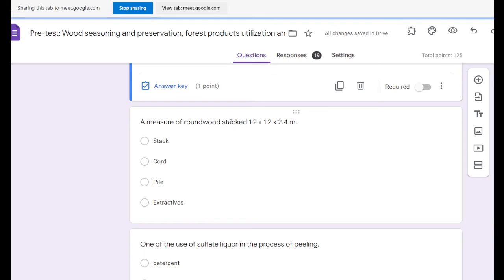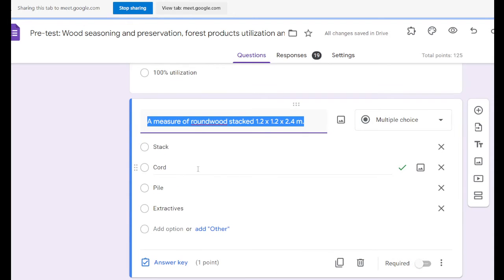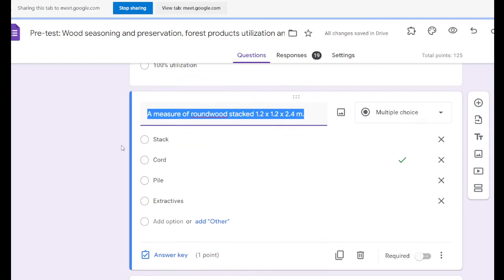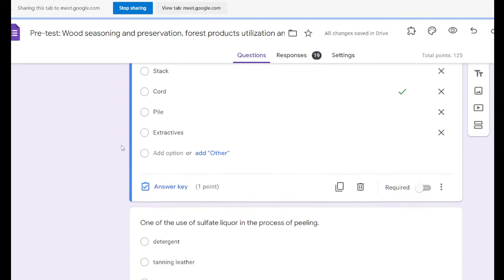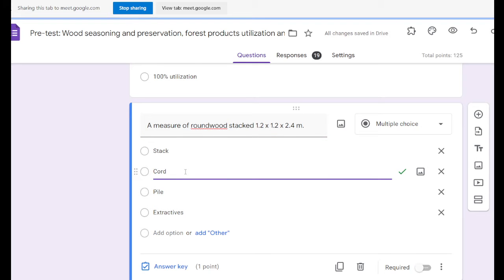Next, a measure of round wood stock at 1.2 by 1.2 by 2.4 meter. That is a standard cord. Okay, that's one cord. The actual nga sukod sa cord is in foot. Okay, foot din na siya ang cord. Ang katong naka meter talaksan, but gi-convert lang ni siya.